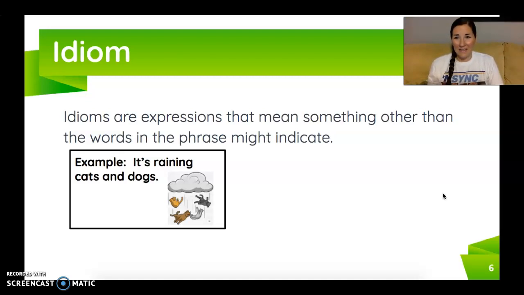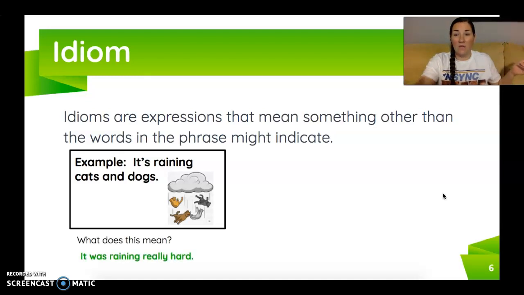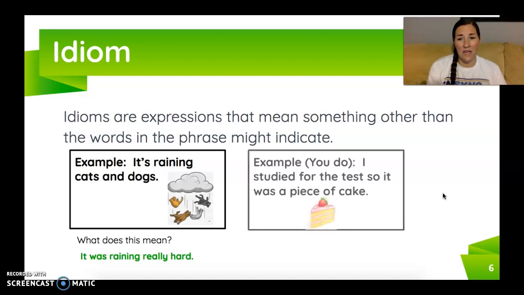So raining cats and dogs, I'm thinking if it's raining as much as a whole cat and a dog coming down or multiple cats and dogs, that just means that it's raining a lot. It's raining really hard. It's not actually raining down cats and dogs. That would be really crazy, right? Let's look at another example and see if you can think about it.